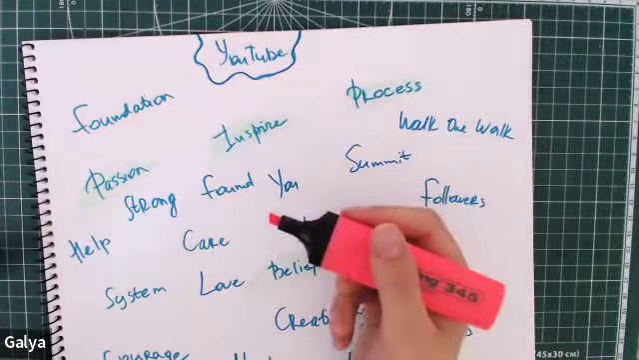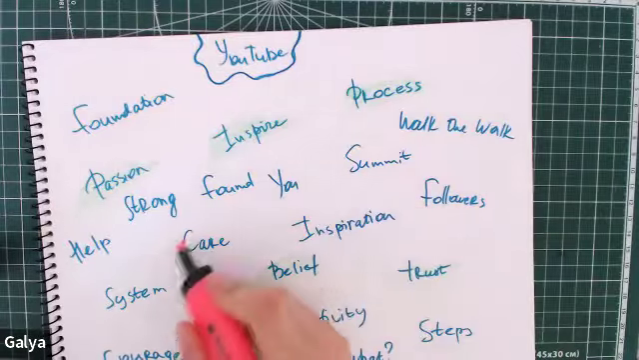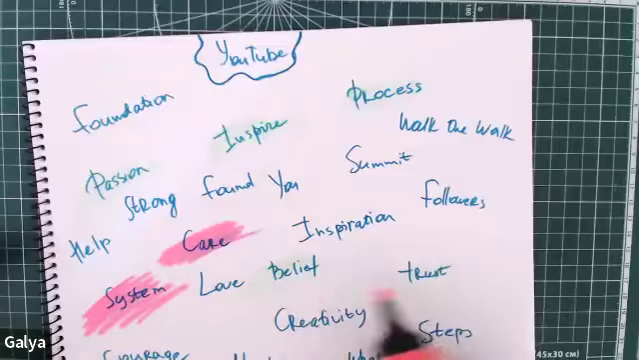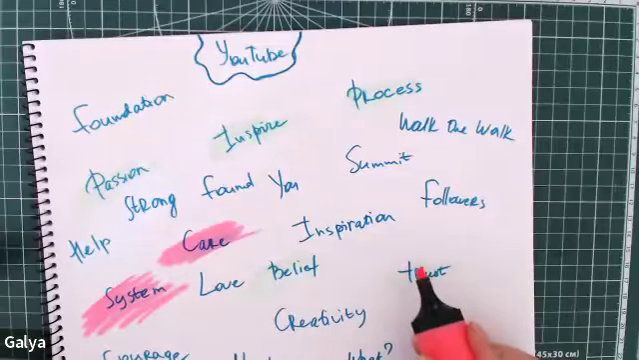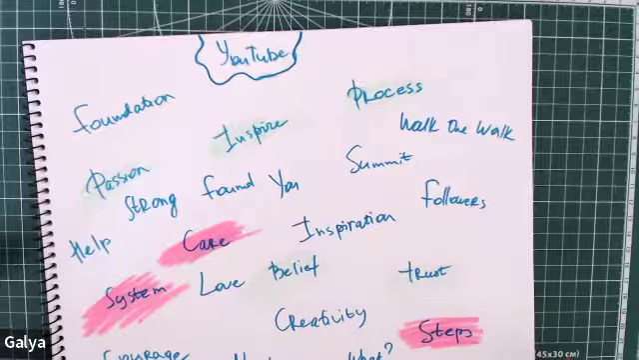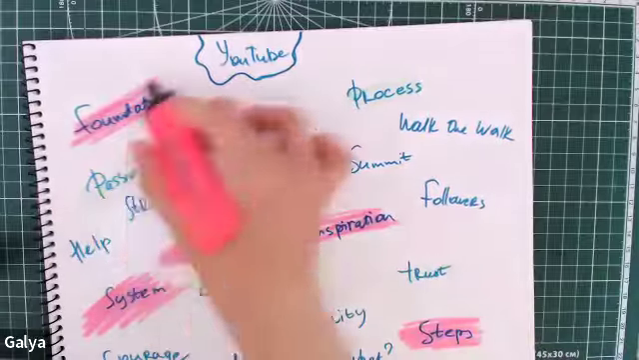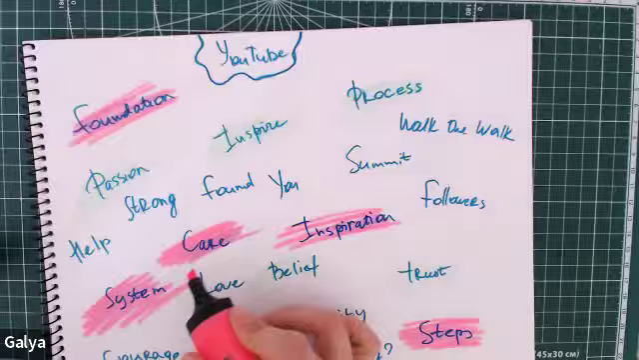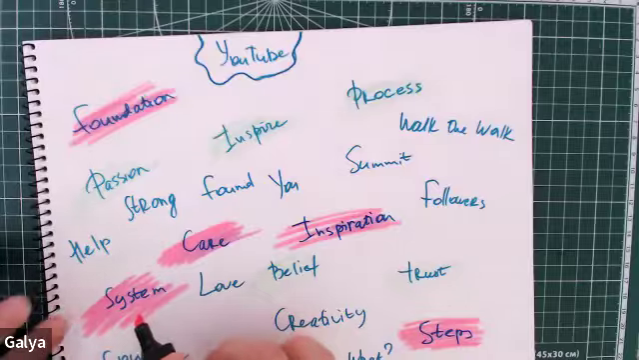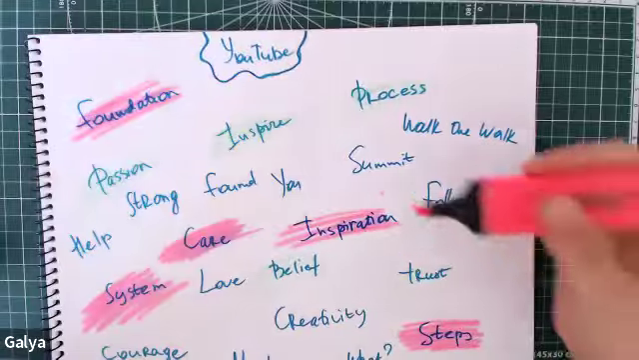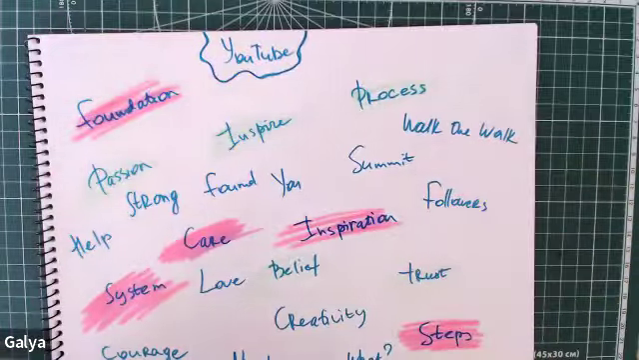Okay, now bright pink, care, system, steps, and inspiration with foundation. Yeah, for me, it's like when you care about the system of what you're doing, it creates this beautiful foundation. And from this foundation, you can move with inspiration, take actionable steps.